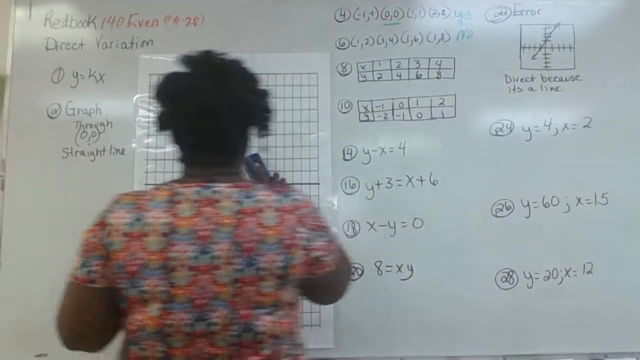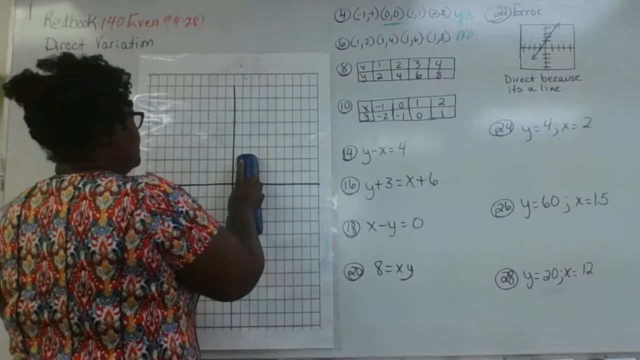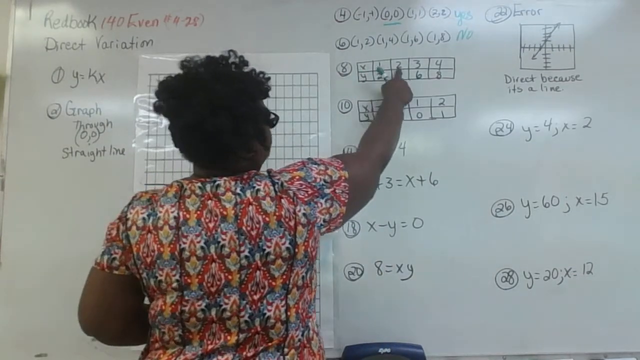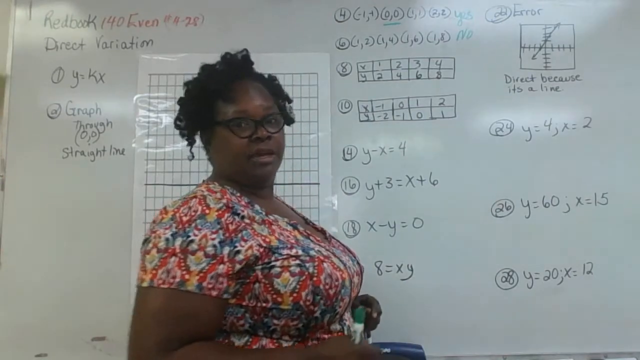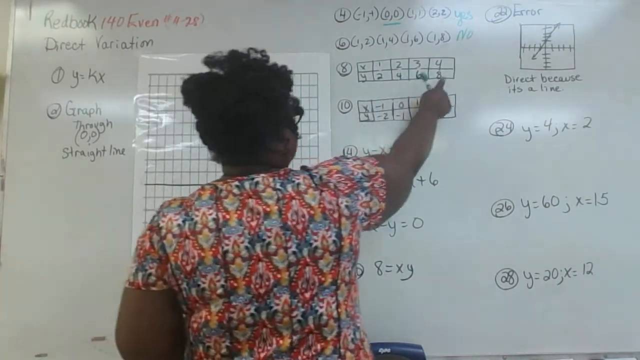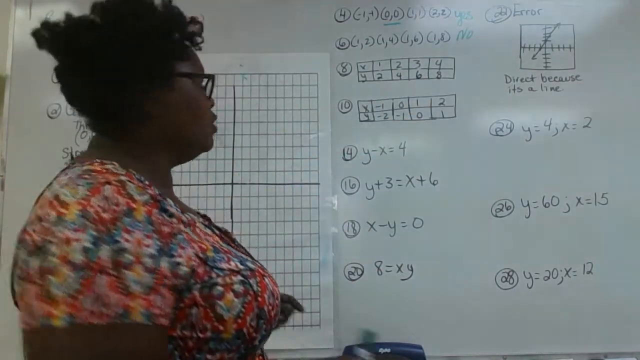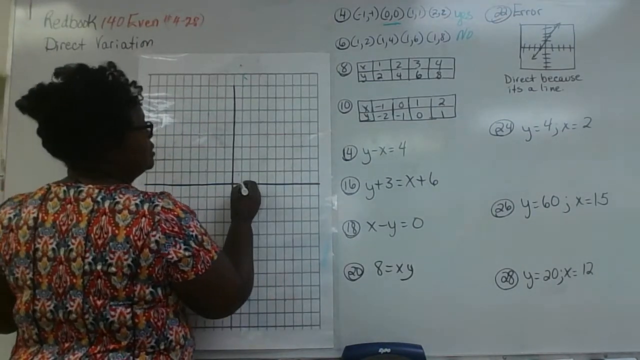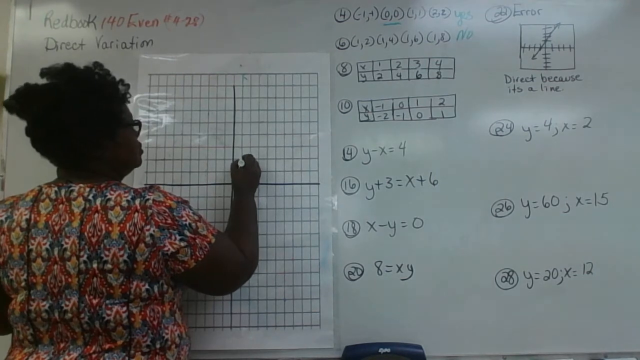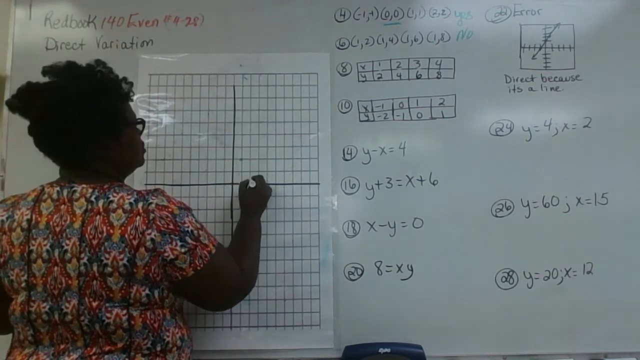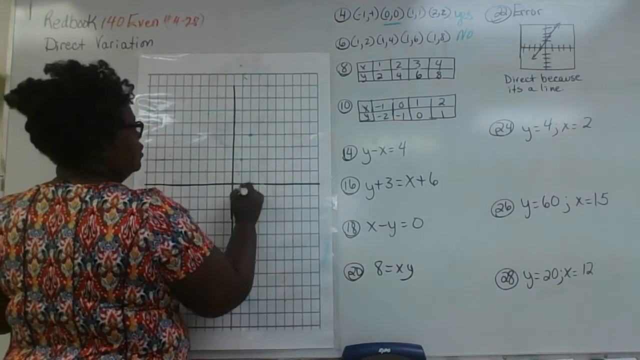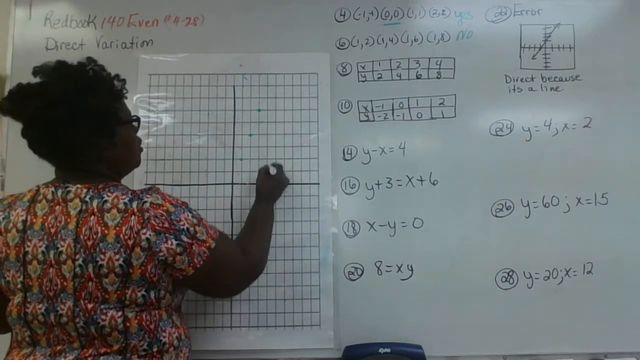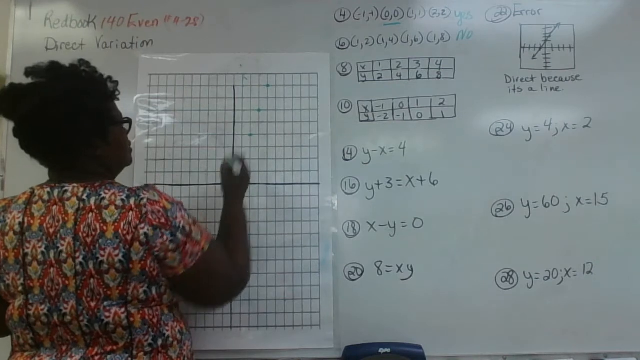Let's take a look at number 8. On number 8, let's see if we have a straight line. All right? When we read off our numbers, 1, 2, 3, 4, that's straight. 2, 4, 6, 8, that's straight. Well, let's see if it goes through the origin. Here we have (1, 2), (2, 4), (3, 6), (4, 8).